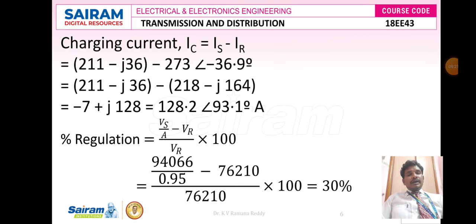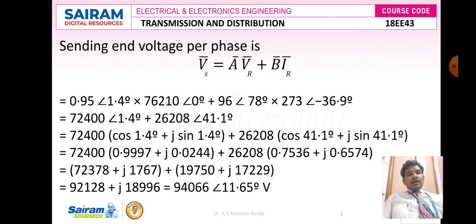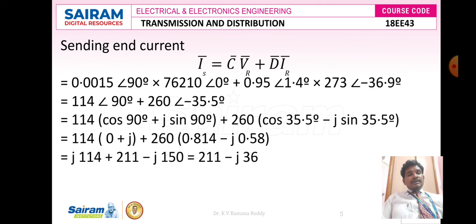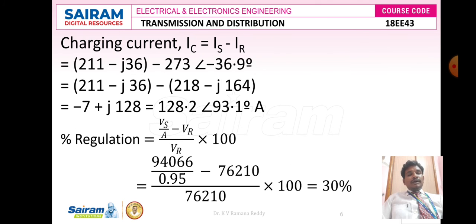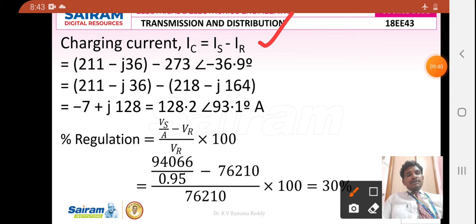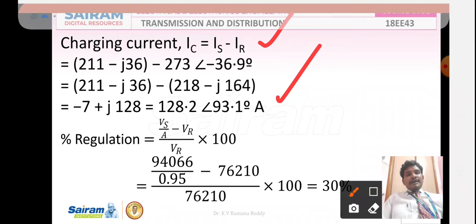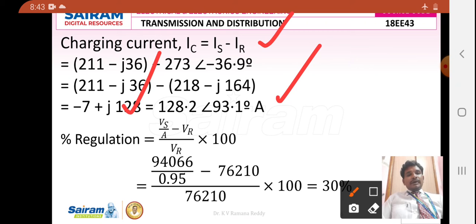Now we have calculated the sending end voltage and sending end current. Once again we are going to calculate the charging current IC. From the circuit diagram, the T section network, the charging current IC is equal to sending end current minus receiving end current, according to Kirchhoff current law. If I substitute IS and IR to find IC, after simplification we got 128.2 at an angle of 93.1 degree ampere in polar form. In rectangular form we got minus 7 plus j 128 amperes.